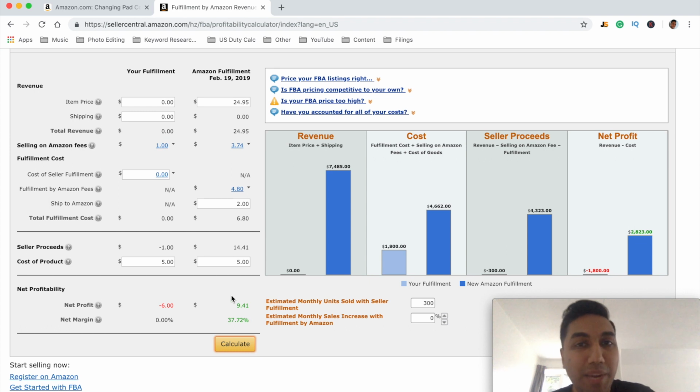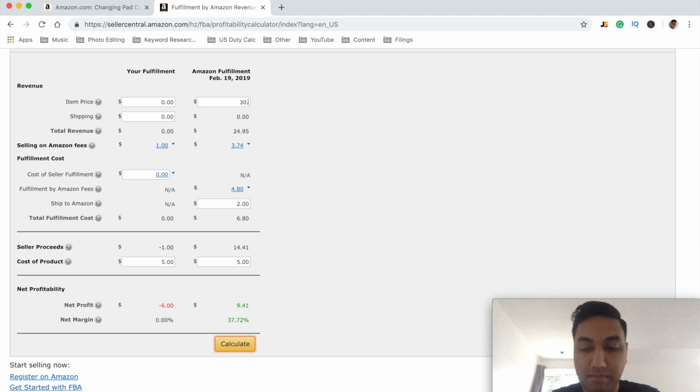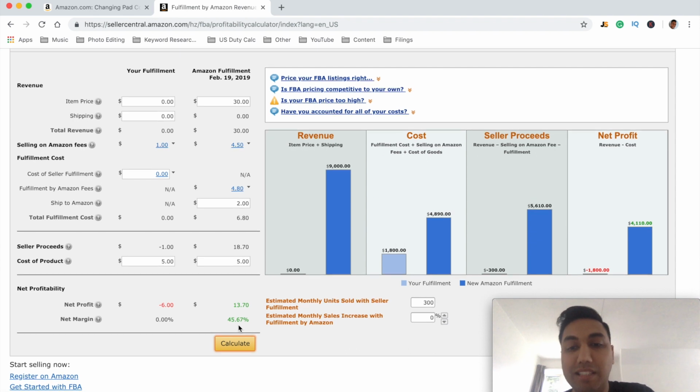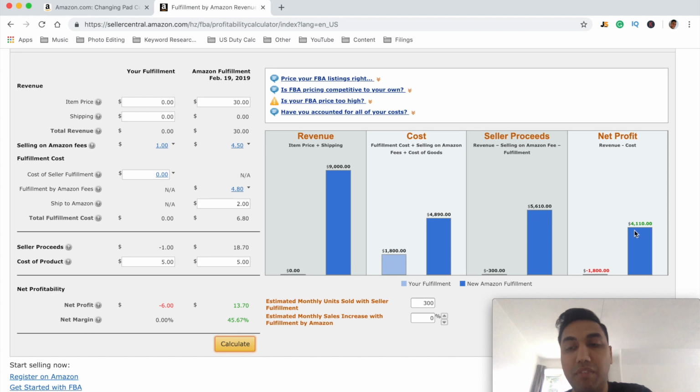Now, when I mentioned the $30 mark, let's change this, because this is what I'm ideally looking for, and you'll see the difference here. So that $30 mark gives us a $13 net profit and a 45% margin. So this means we can take hits of changes within the market, changes in prices, and we can compete really well within this type of market. And as you can see, you'd make a $4,000 profit every single month by selling 300 units.